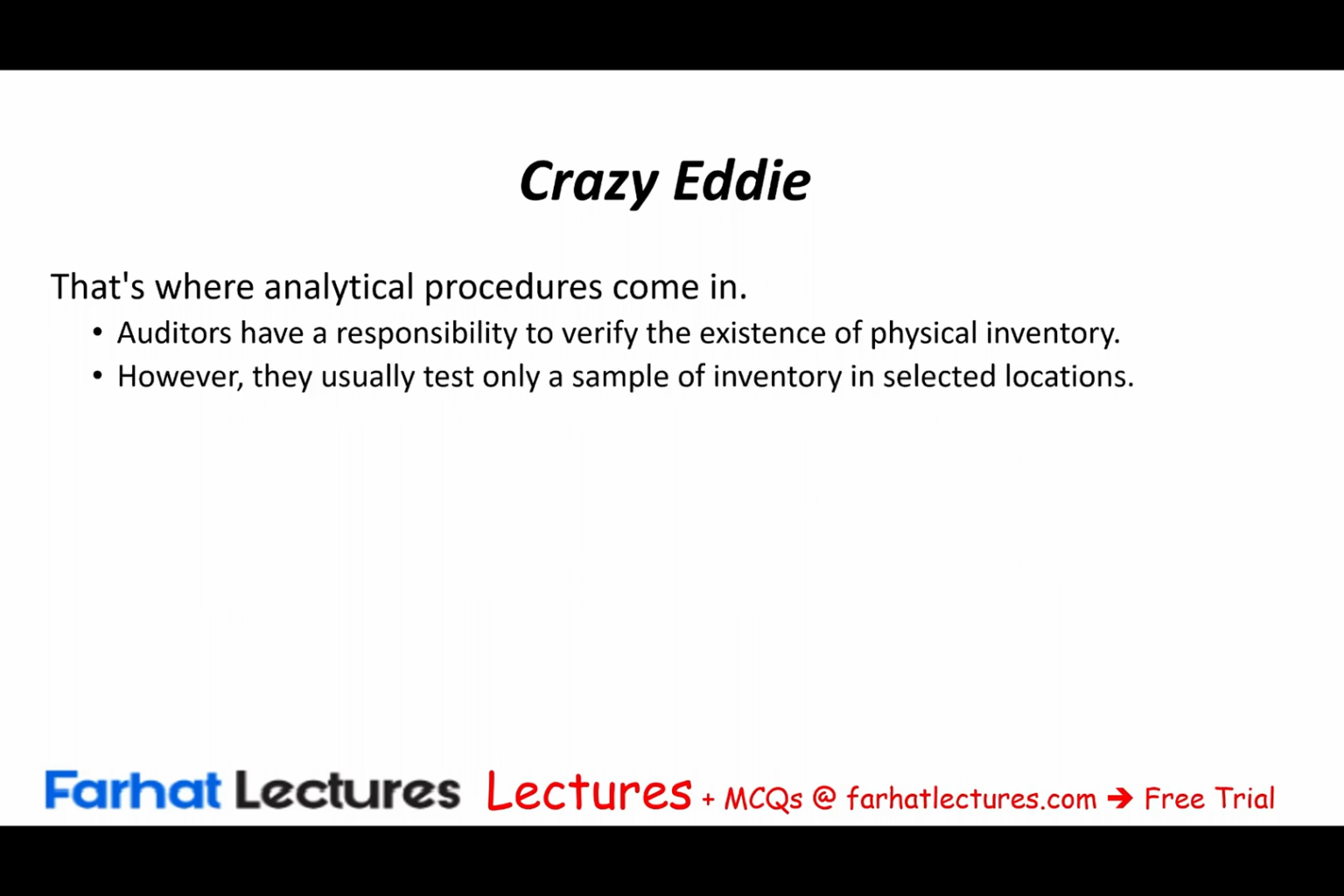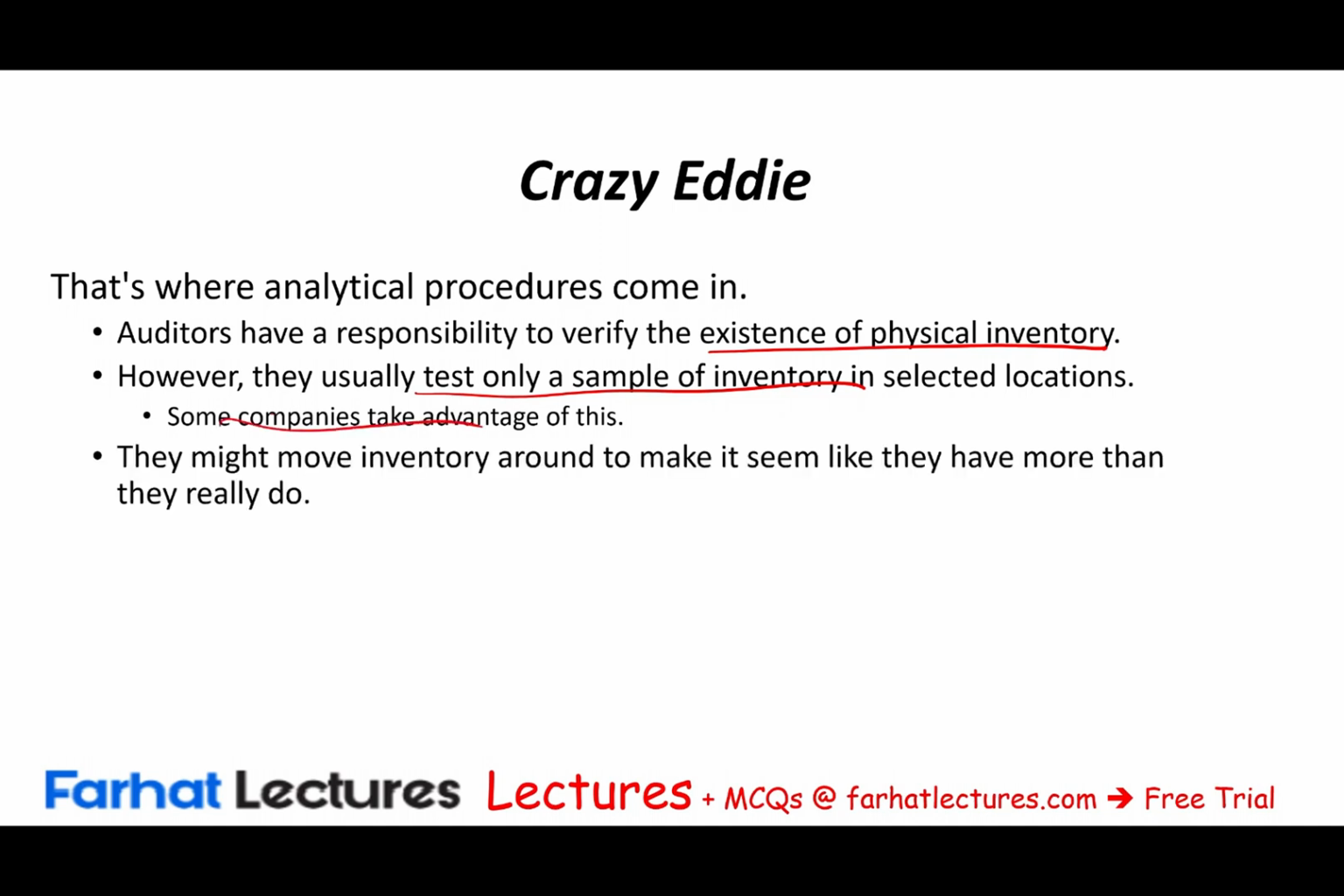Somebody made a documentary. So the auditor's responsibility is to verify the existence of physical inventory. What Crazy Eddie used to do is put the boxes on high shelves so the auditor could not reach them and say, okay, there are like 10 TVs up there, 1, 2, they will count them, and those boxes were empty. And usually the auditor might test selected samples, and Crazy Eddie was taking advantage of that.